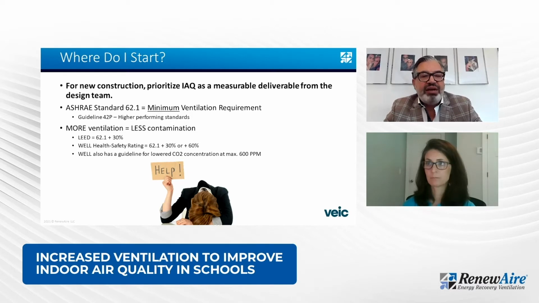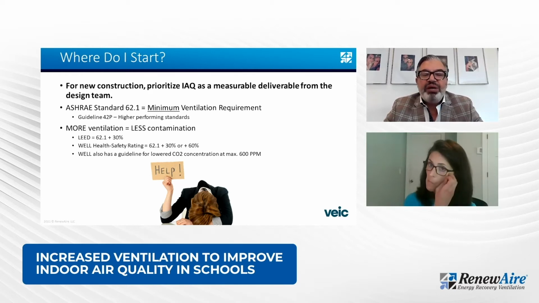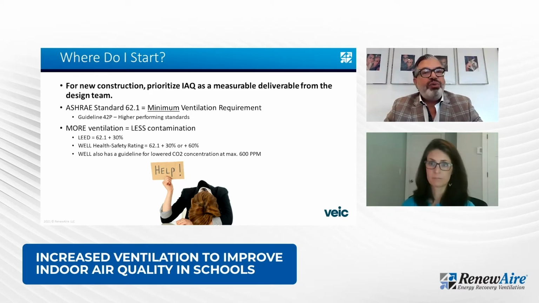The WELL building standard, and I'm not sure if any of the audience have seen this, but there's a lot of advertising coming from the WELL building standard using A-listers like Robert De Niro and Lady Gaga and Jennifer Lopez and so on and so forth. But they're recommending using standard 62.1 as the minimum, but in order to get one WELL point, you have to increase that number by 30%. To get 2 WELL points, you increase that number from the minimum by 60%. In addition, if you want 3 WELL points, you have to assure that you maintain CO2 concentration below 600 ppm.